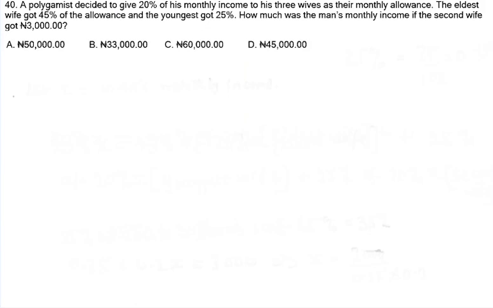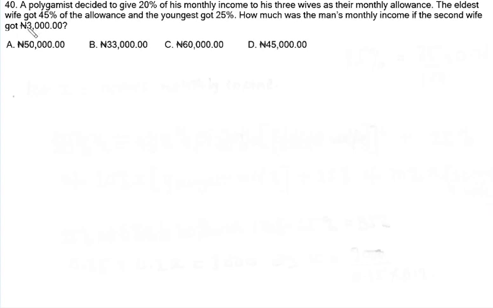Okay, so for question 40, we are told that a polygamist decided to give 20% of his monthly income to his 3 wives as their monthly allowance. The eldest got 45% of the allowance and the youngest got 25%. How much was the man's income if the second wife got 3,000 naira?